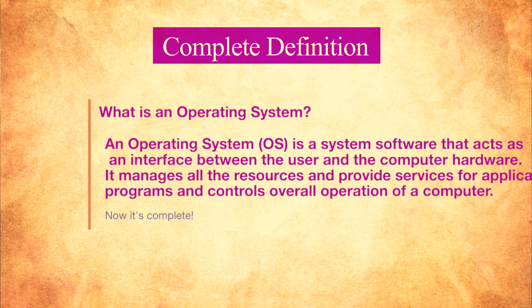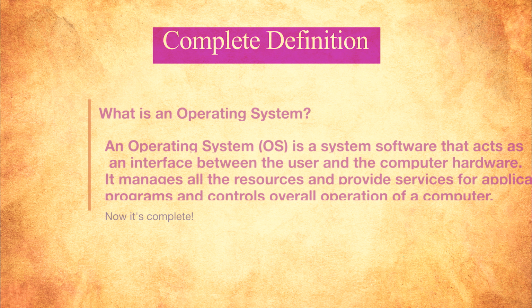So here we are talking about the operating system, and operating system falls under the system software. So what we can say now is an operating system is a system software that acts as an interface between the user and the computer hardware. It manages all the resources, provides services for application programs, and controls overall operation of a computer. Key exam term: OS is the first software loaded onto the memory when the computer is turned on. This process is called booting. Remember that word. It often appears in exam questions.